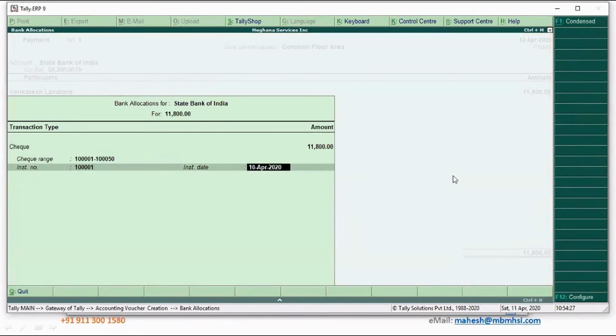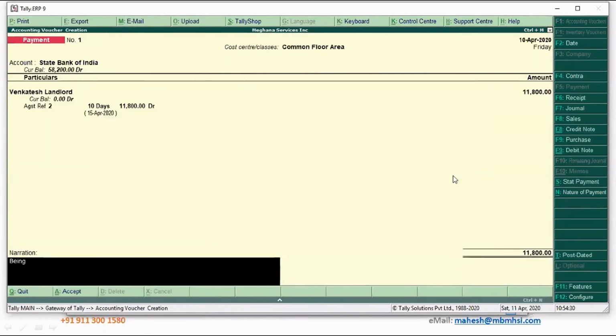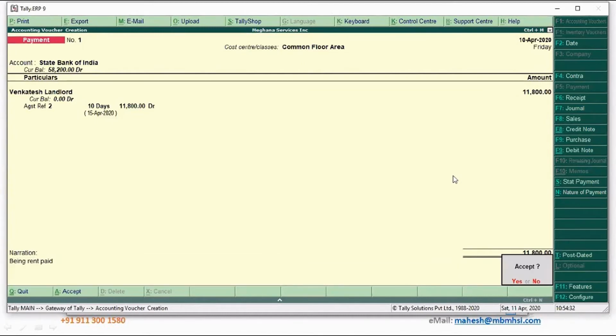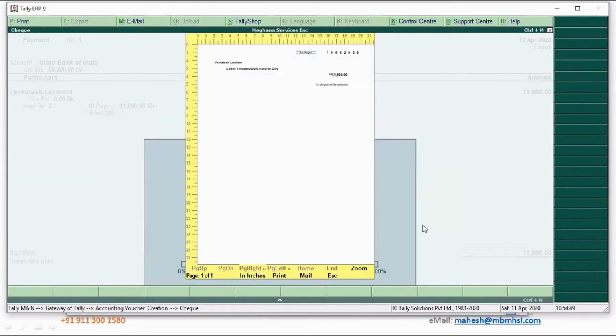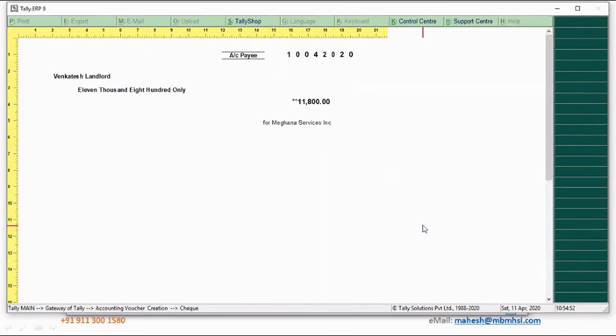Check number, it's automatically taken. Rent paid. Now here, you could also print the check. It's taking Venkatesh landlord, the name, the instrument number, the date and the amount. If you want to view the preview, just click yes. This is how your check printing is showing. Just insert the check into your printer and give the print. Your check is printed. You need not even print the check. You can just take this, sign and hand it over.